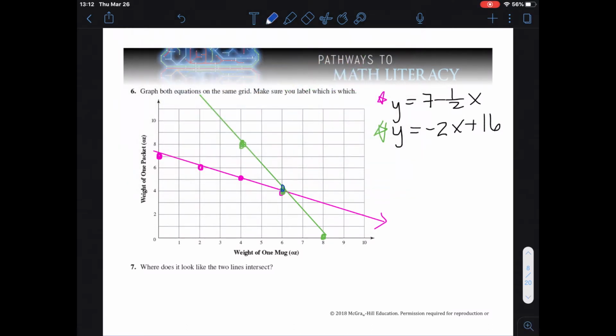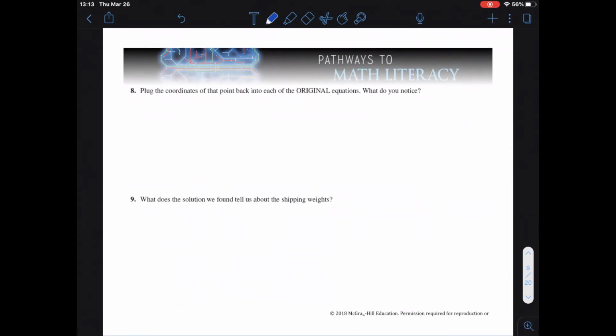So this is the point here at 4, 6, where those lines look like they intersect, or 6, 4. X has to go first. So at 6, 4, the two lines intersect. So this means the x and y values are exactly the same and it satisfies both equations. Okay? So if you plug these coordinates back into the original equations, let's see what we're going to notice.